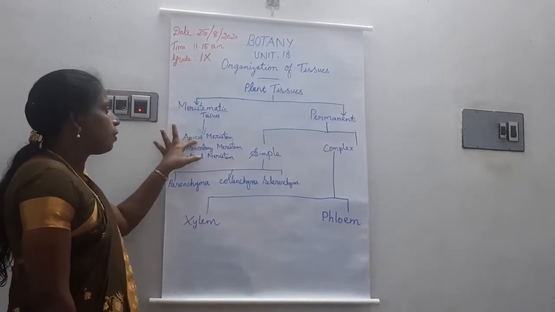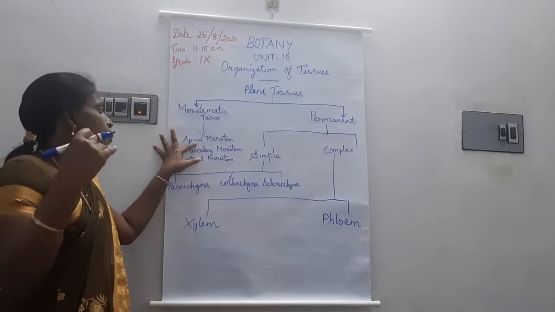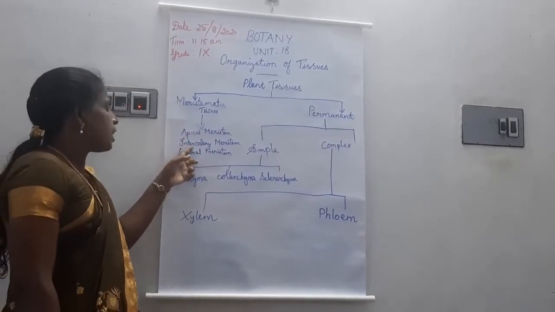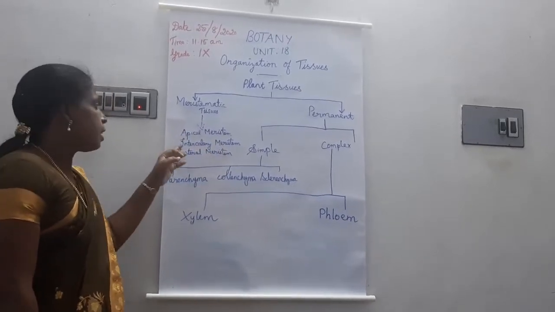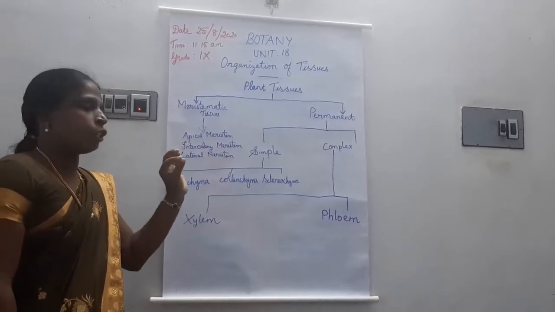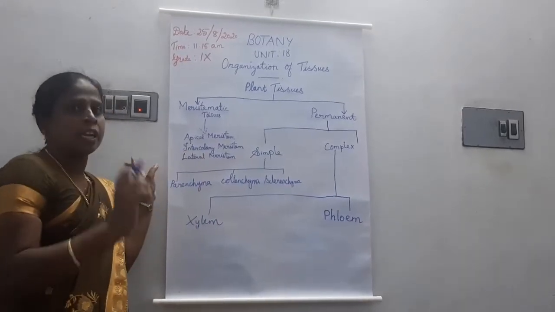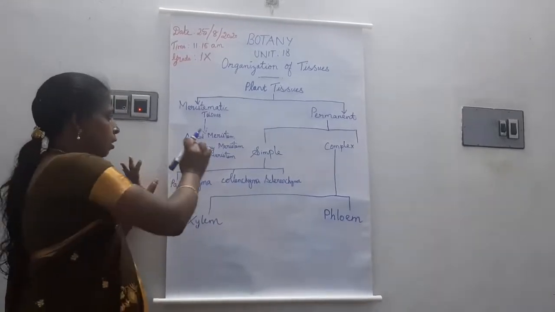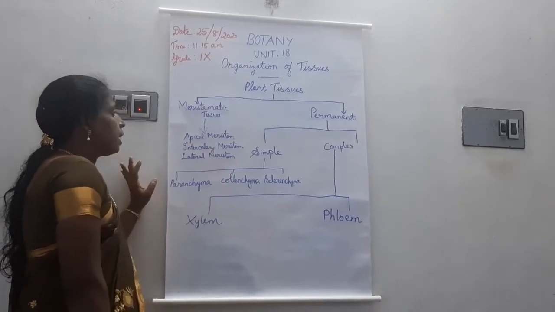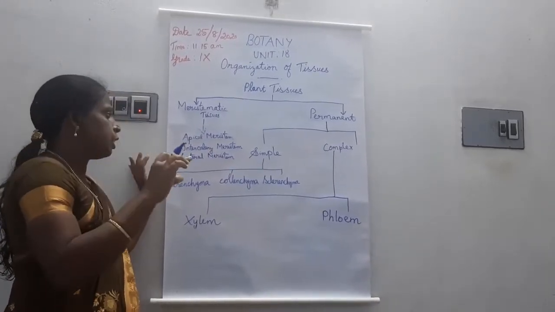What is the function of the apical meristem? It increases the length of the plant part. Second one is intercalary meristem. Intercalary meristem lies between the permanent tissue. Mainly it is present in the nodal region. What is the function of the intercalary meristem? It increases the length of the internode.